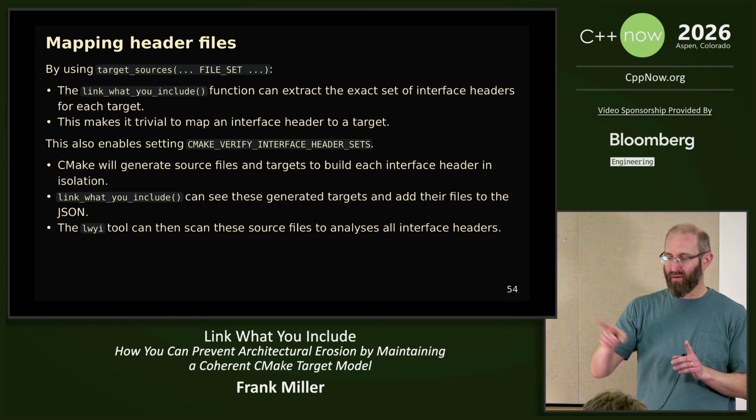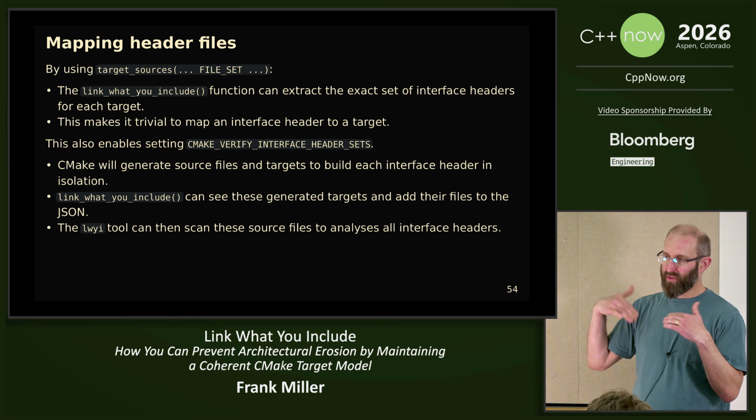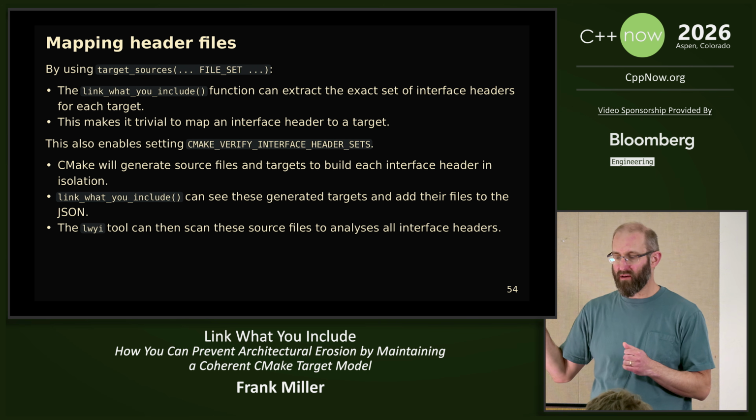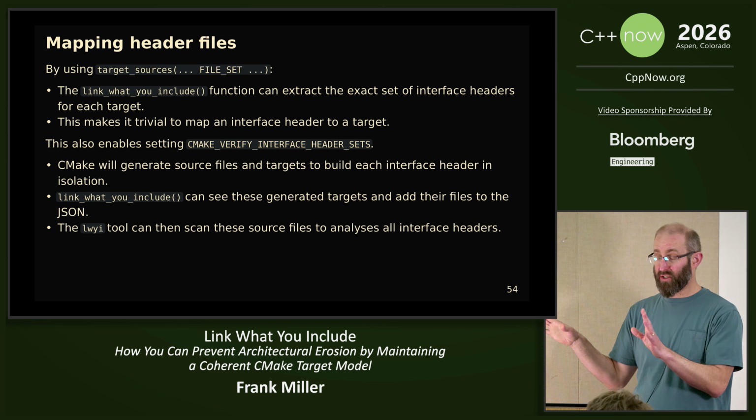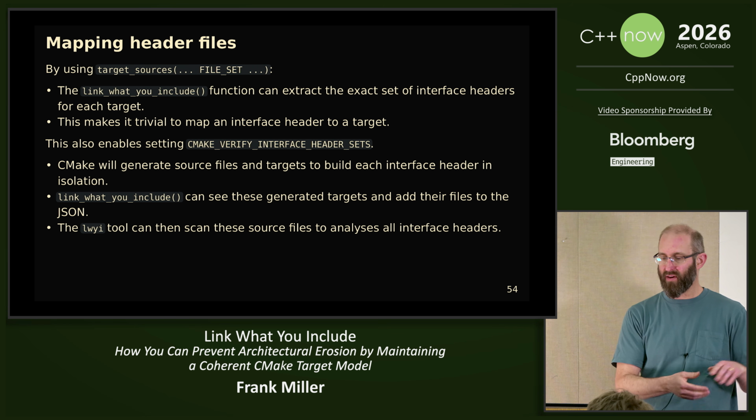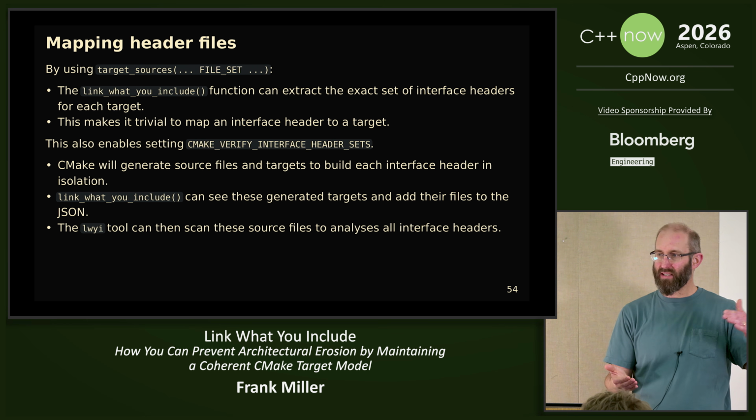So yeah, okay. I'll get back to that in just a second. So for this talk, the important thing with verify interface header sets is that link what you include can see these generated source files in this generated target and add it to this JSON file, and then the link what you include tool can scan these files.